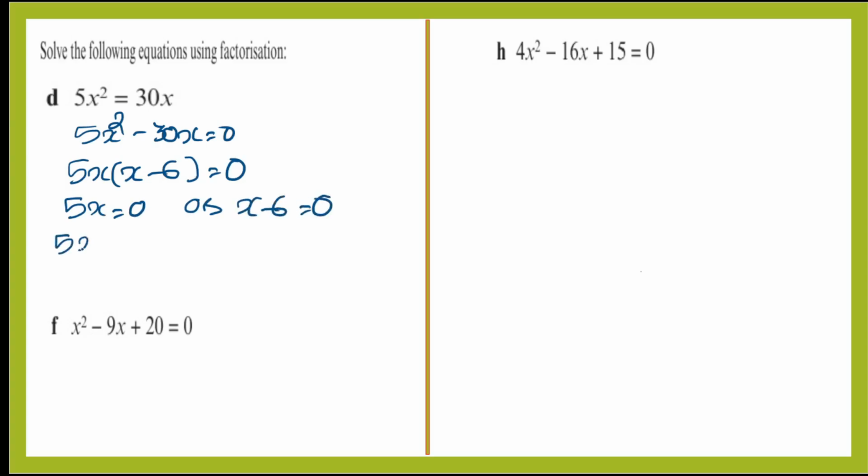5x equal to 0 implies x equal to 0, and x minus 6 equal to 0 implies x equal to 6. And x equal to 6 and 0 are the two solutions of this equation.